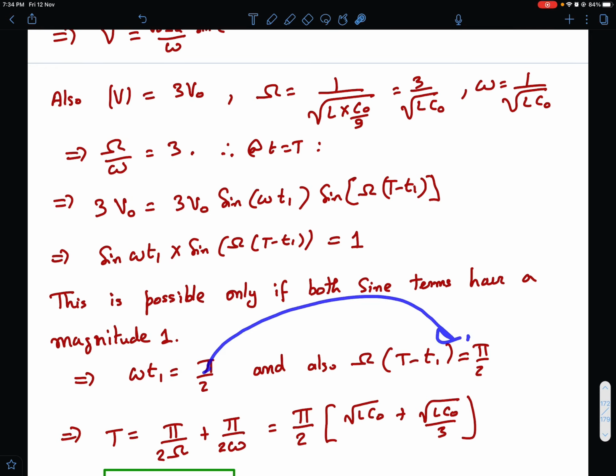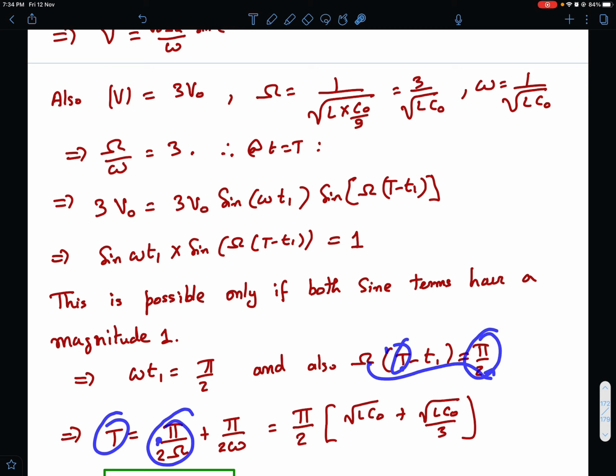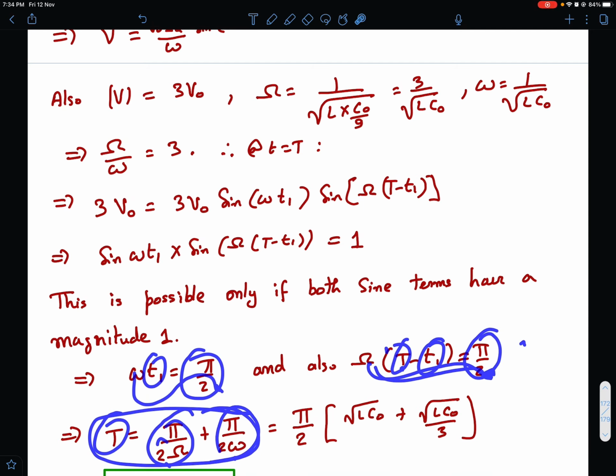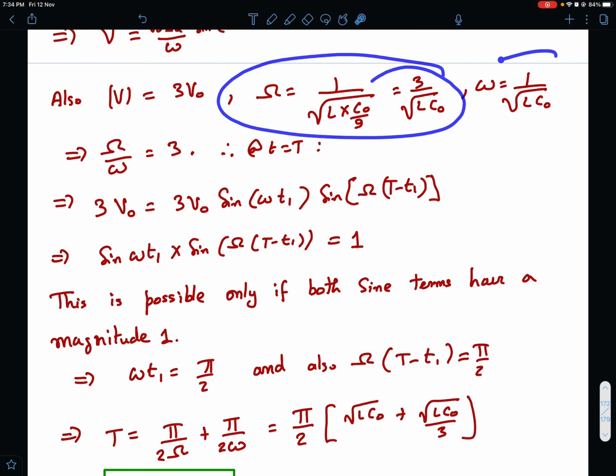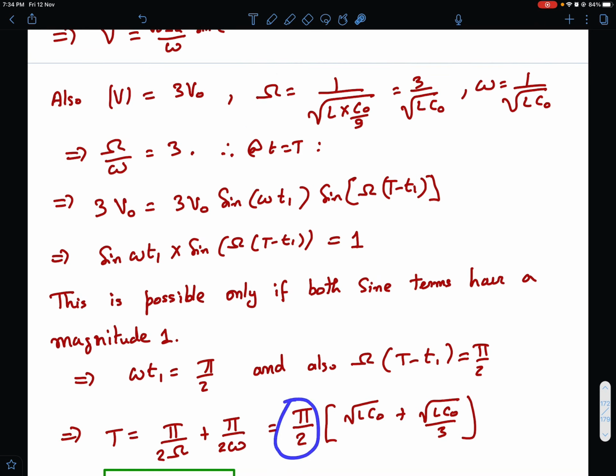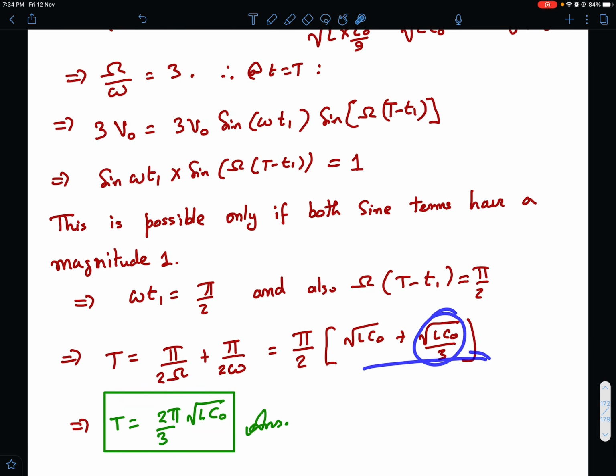So what do you get? If you rearrange this equation and put the value of t1 from here, you will get capital T equal to pi by 2 capital omega, plus t1, which is pi by 2 small omega. So that is your capital T, pi by 2 capital omega plus pi by 2 small omega. Capital omega and small omega we have already found over here, so you just substitute them. You take pi by 2 common, and 1 by omega is root LC naught, and this is root LC naught by 3. You add them up and simplify, and you get 2 pi by 3 under root of LC naught. So this is our final answer.